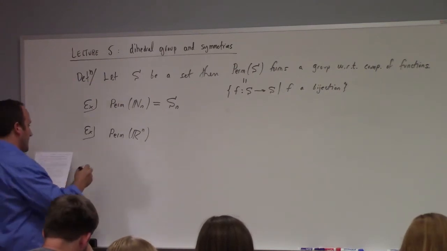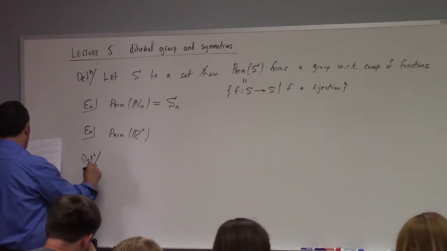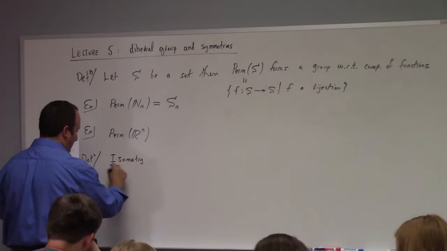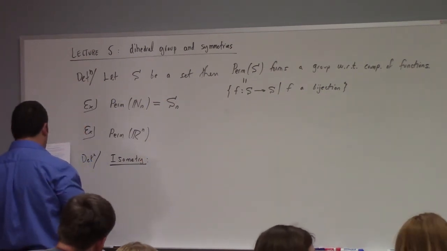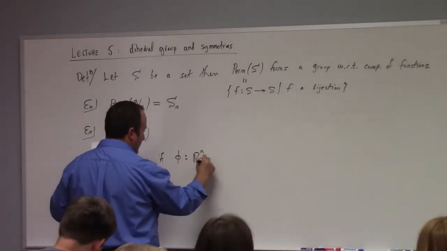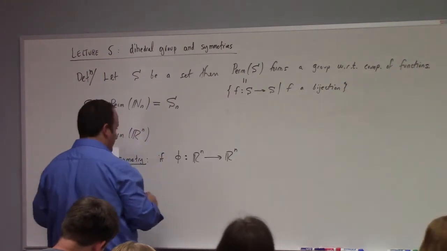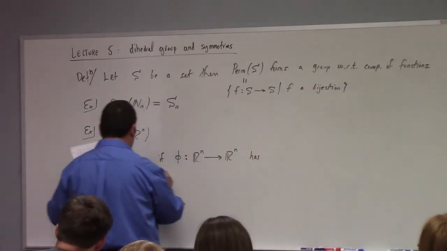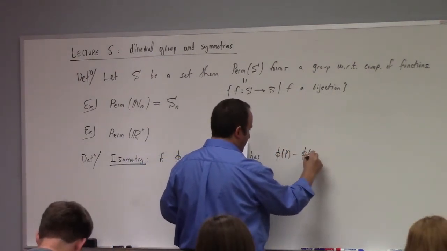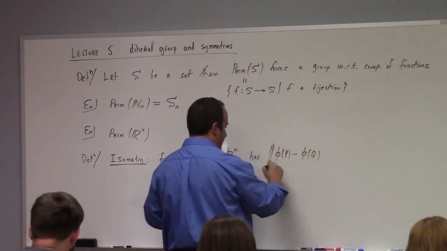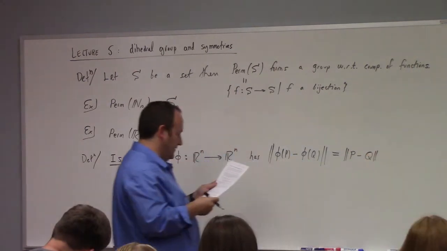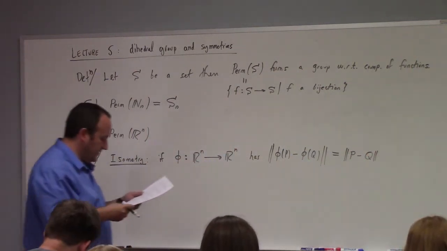So next up, definition, isometry. What's an isometry? If phi is going from Rn to Rn, has the length of phi of p minus phi of q equal to the length of p minus q, then phi is said to be an isometry. If that's true, of course, for all p, q in Rn.